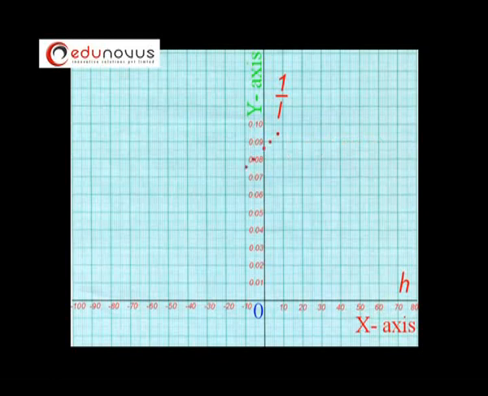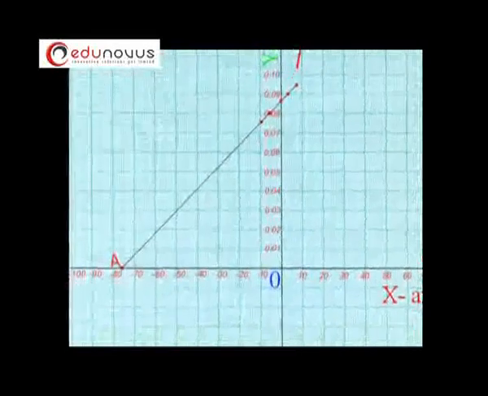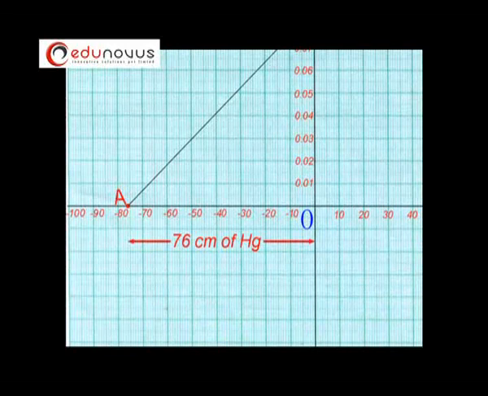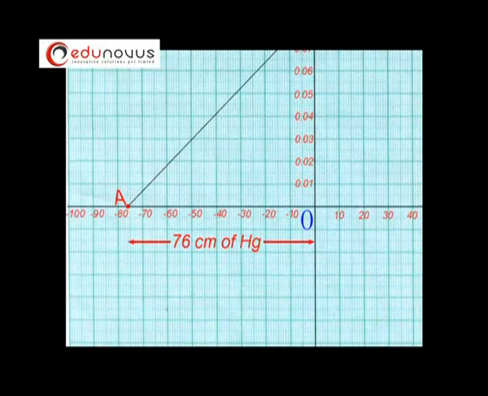Now, join all the points. We observe that it is a straight line. Now, we extend this line backwards to meet the x-axis. This line intercepts the negative x-axis. This value gives us the value of atmospheric pressure. From the graph, it is 76 centimeters. Therefore, the atmospheric pressure from the graph is 76 centimeters of Hg.